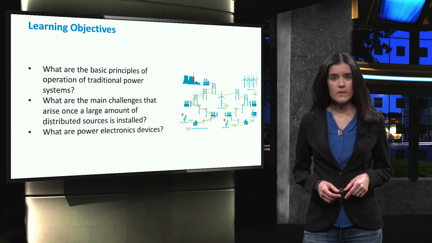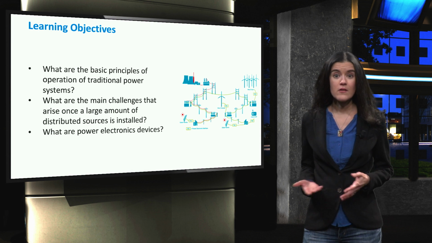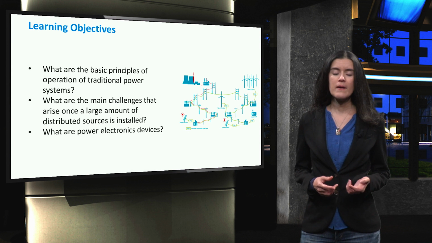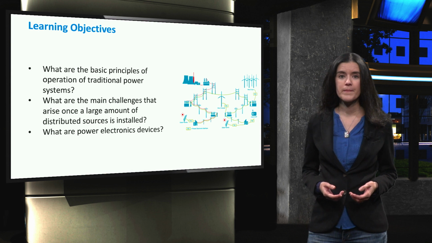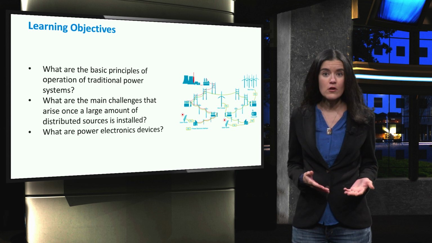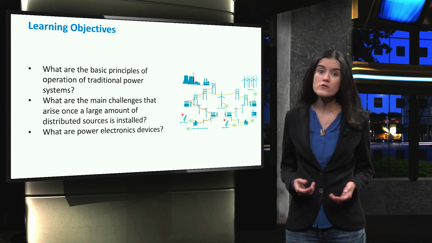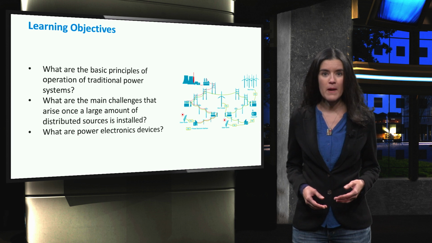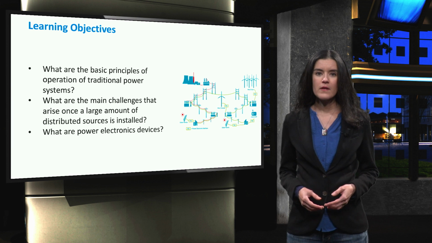In this video, to better understand the functionality and operation of a microgrid, we'll start by having a look at some basic principles about how traditional power systems work. Then, we will go through the main challenges and changes that arise once a large amount of distributed sources is installed. At the end of this video, we will briefly introduce the concept of power electronics interfaces.